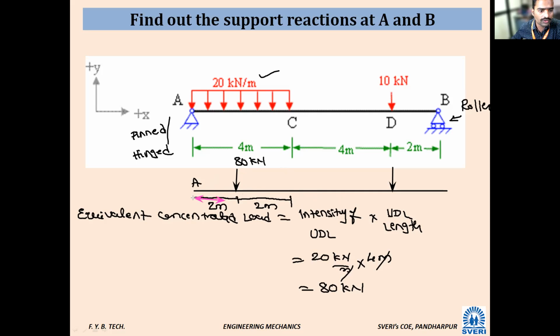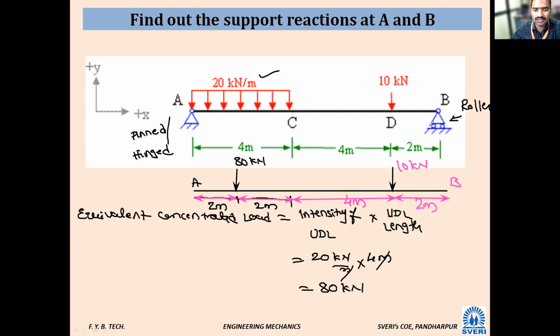So from this point to this point, it is 2 meter. Again, from this point to this point is 2 meter. From this point to this point, it is 4 meter. From this point to this point it is 2 meter. Okay, the rest is same. It is 2 meter, 2 meter. This is 4 meter. This is 2 meter. So this is 80 kilonewton. This is 10 kilonewton. Okay, this is a point B.